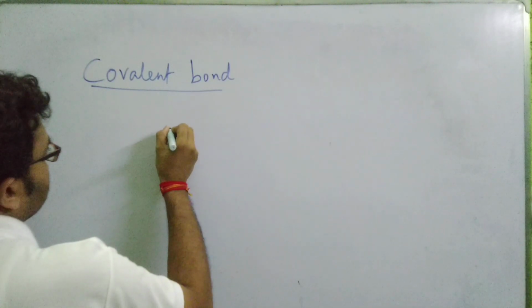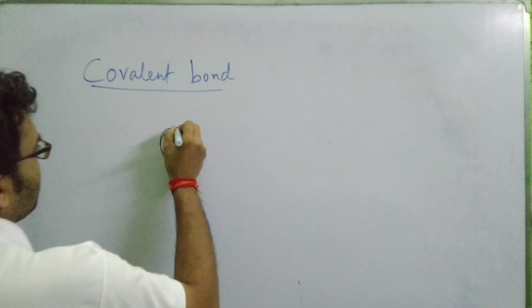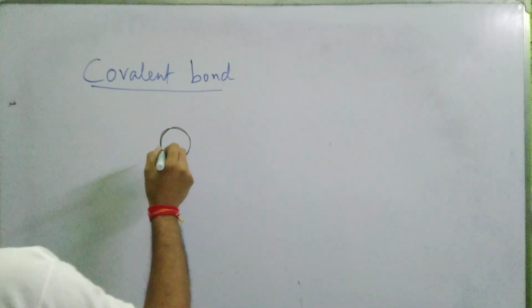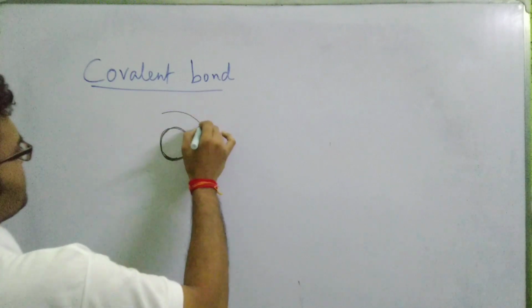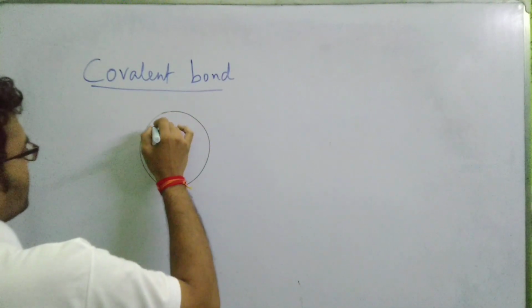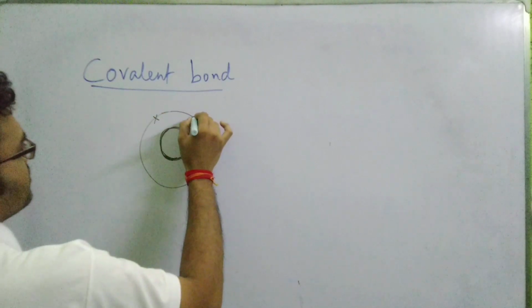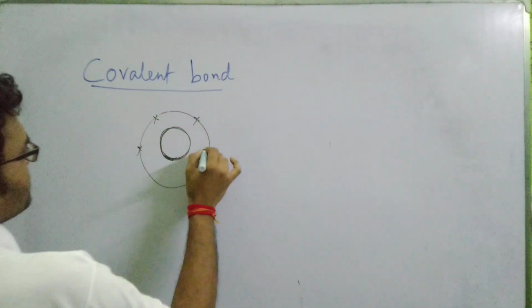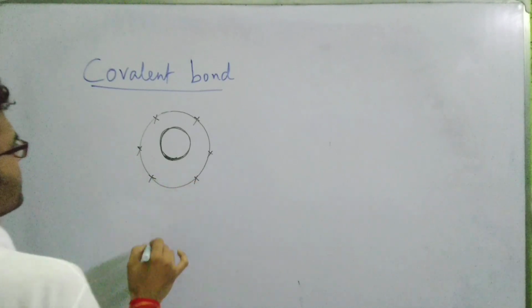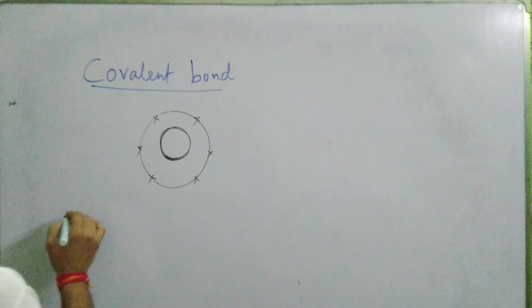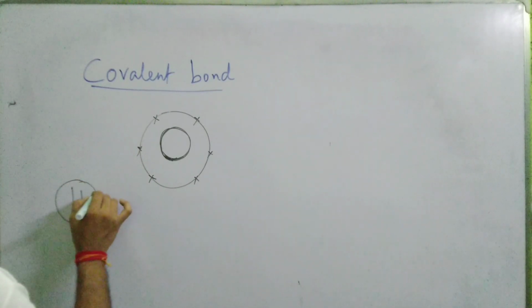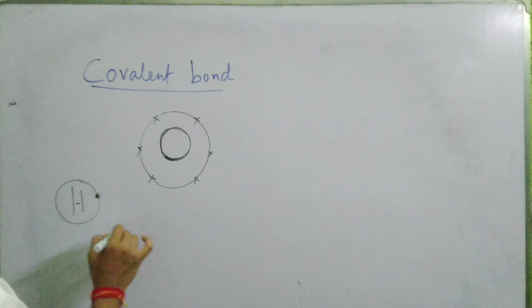There is an oxygen atom. Say the oxygen atom has 6 electrons in its outermost shell. So if this is an oxygen atom, it has 6 electrons in the outermost shell. Let us just mark those electrons as crosses: 1, 2, 3, 4, 5, 6. 6 electrons in the outermost shell. Now a hydrogen atom has only 1 electron in its outermost shell. So this hydrogen atom has 1 electron in the outermost shell.